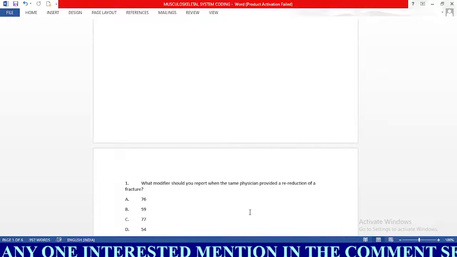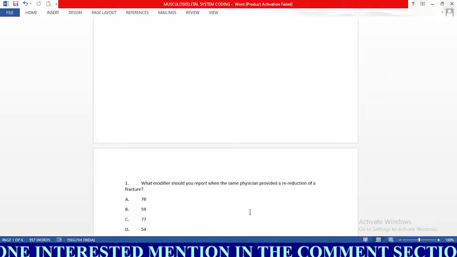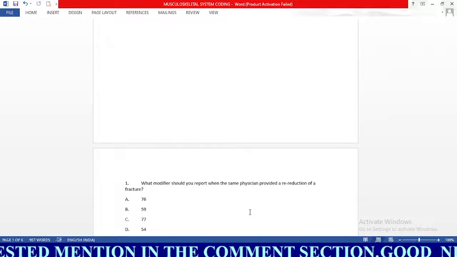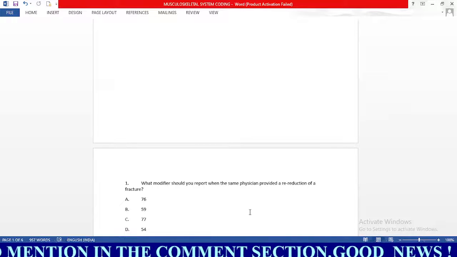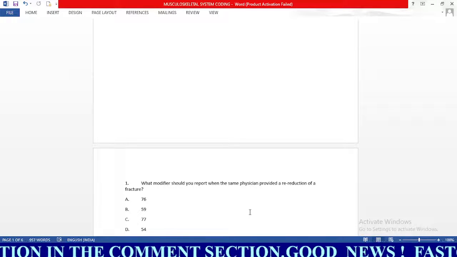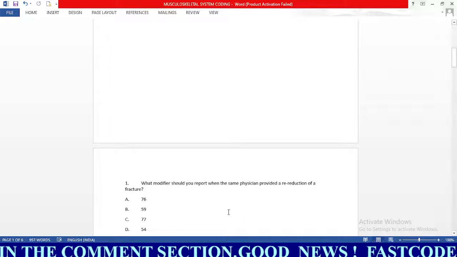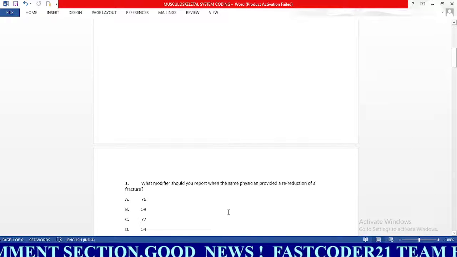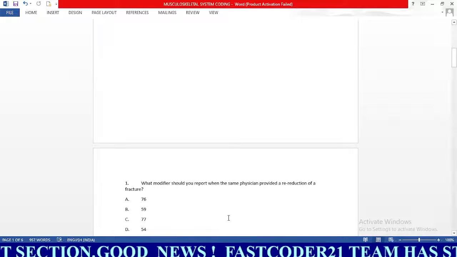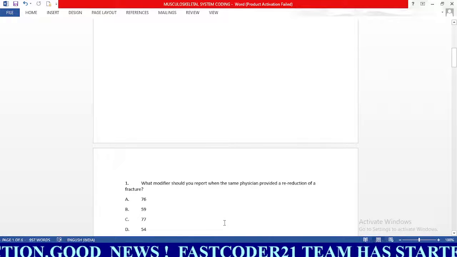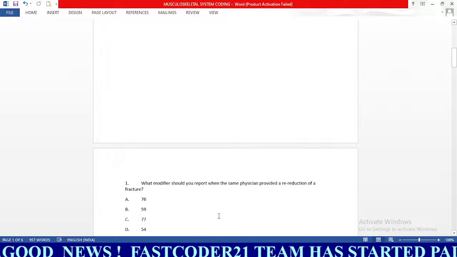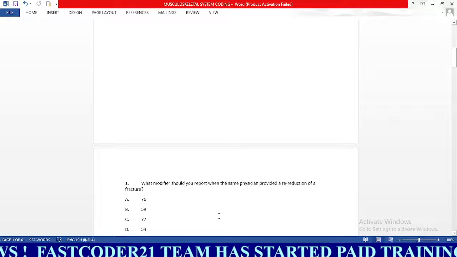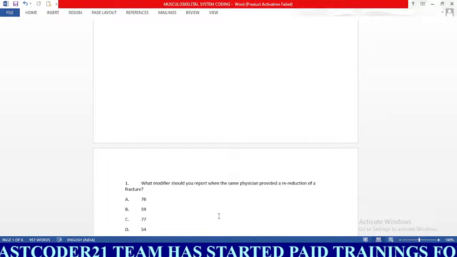So now time is over. Hi Cinderella, good evening. Yeah, no worries. So basically here our answer is A, 76, which is the correct answer, provided by most of the coders. Yeah, 76 is the correct modifier. So what is 76 here? Modifier 76 is used to indicate a procedure or service was repeated by the same physician.